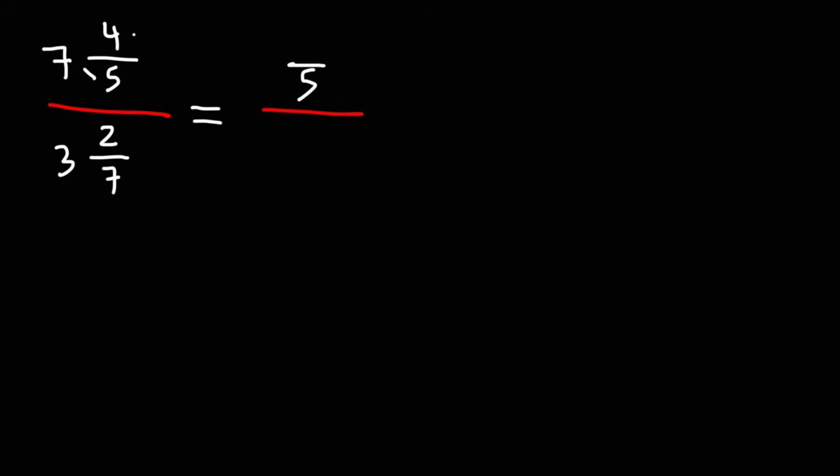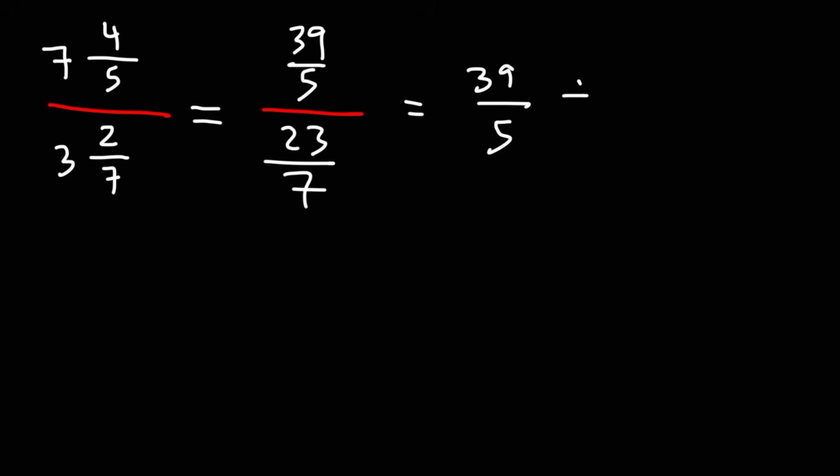Let's try another example. Let's divide 7 and 4/5 by 3 and 2/7. So feel free to try that. So let's begin by converting each mixed number into an improper fraction. So 5 times 7 is 35 plus 4. That's going to be 39. 3 times 7 is 21 plus 2. That's 23. So what we have now is 39 over 5 divided by 23 over 7.